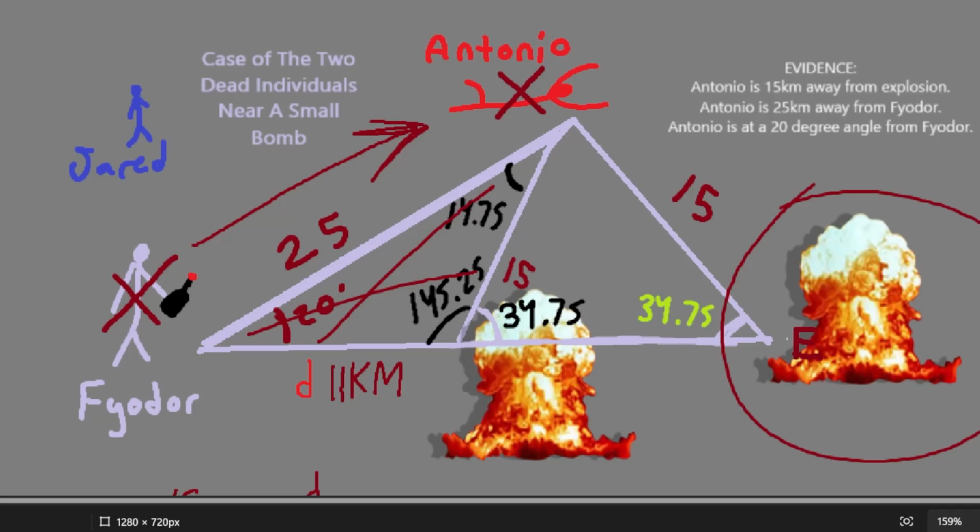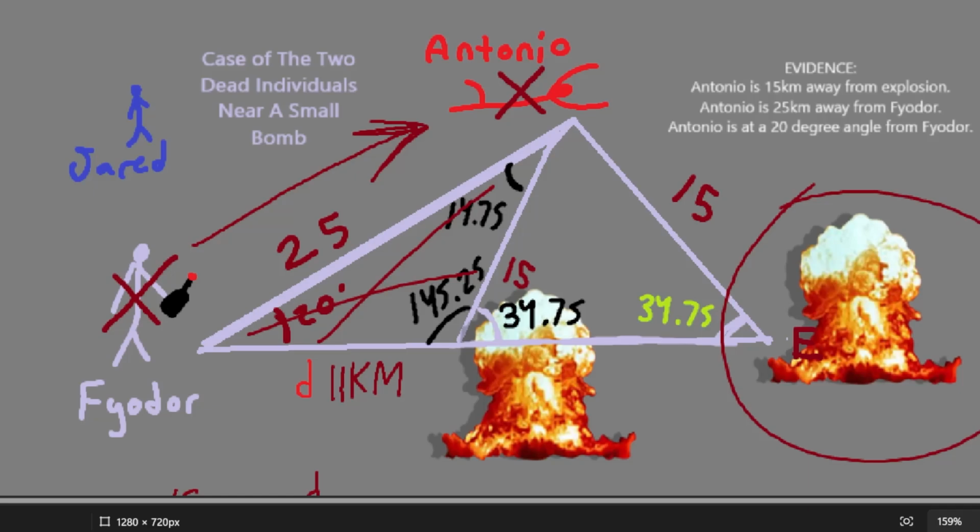The detonator was a decoy. The bomb was on a timer. Fyodor thought he controlled the detonation, but he didn't. So when the bomb went off, Antonio was within the blast radius as planned, but so was Fyodor. Jared got them both. And this was the mastermind plan.